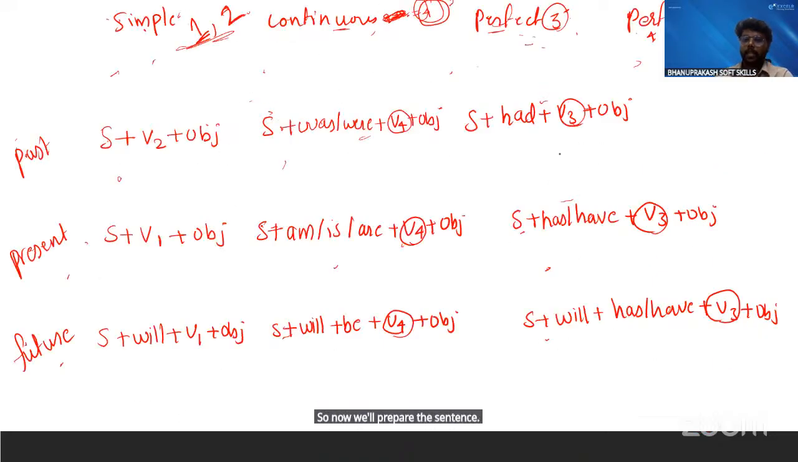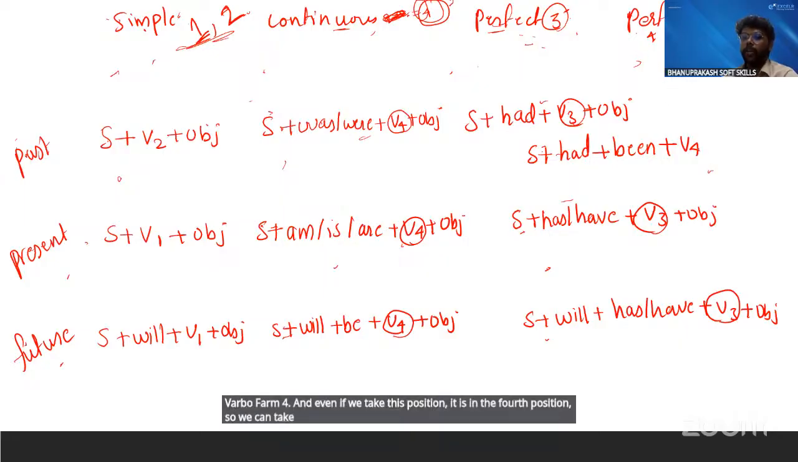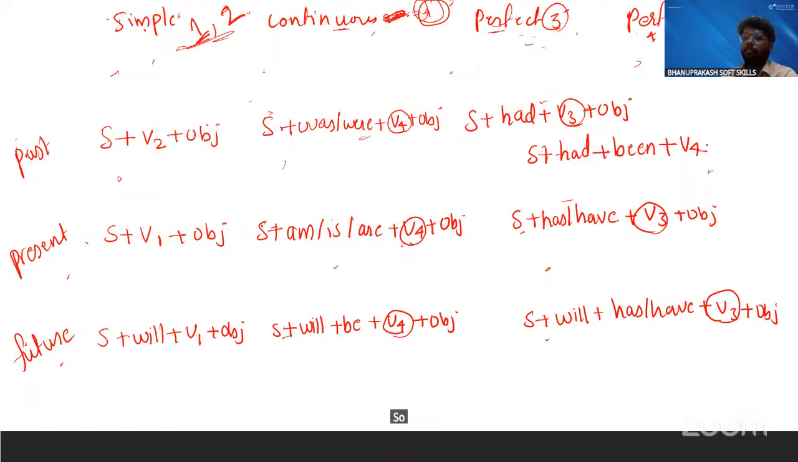As there is no space left, I'm writing here, so don't confuse. So now past perfect continuous. It is subject plus had plus been plus verb form 4. And even if we take this position, it is in the fourth position, so we can take verb form 4 here, which is ing form. So subject plus had plus been plus verb form 4 plus object.